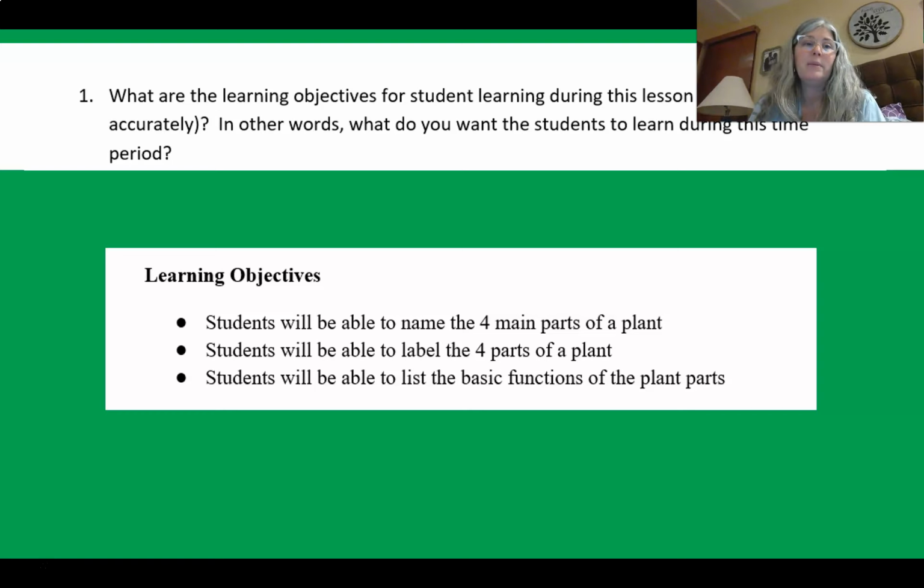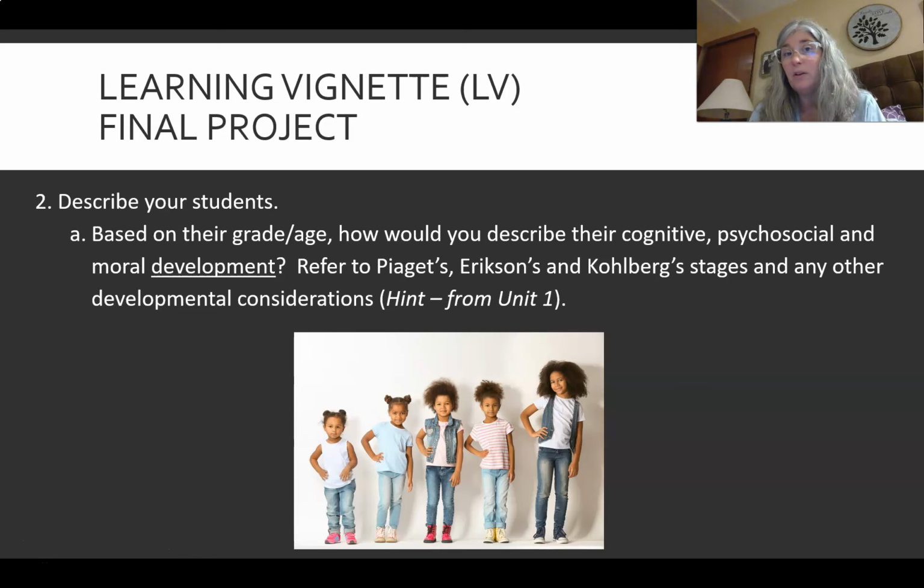All right, the second question. This question is a bit longer and in more detail. Based on their grade and age, how would you describe the student's cognitive, psychosocial, and moral development? And here I want you to refer to Piaget, Erikson's, Kohlberg stages, and any other developmental considerations. So my hint is, this is from Unit 1. Remember, Unit 1 is all about describing and understanding your students.